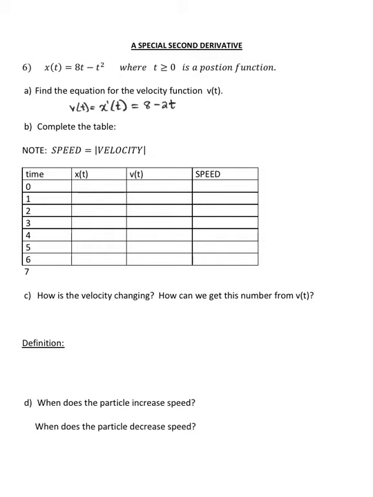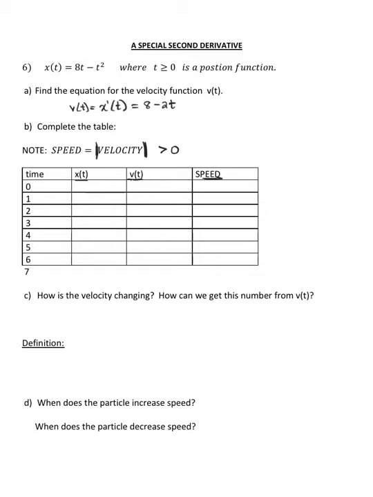So let's complete the table for position and velocity. Speed is the absolute value of velocity. So speed is always greater than or equal to 0. Velocity could have a sign which tells us the direction when the particle is moving right or left. So let's fill in the table. We want the position at time 0, and we want the velocity at time 0 and the speed. For instance, I'll do 5 for you.